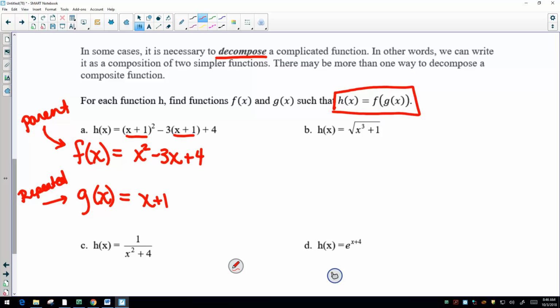So now again, I can try that. I could compose that and say, what if I were to plug in x plus 1 into x squared and plug in x plus 1 into 3x, and sure enough, I do get h of x back.